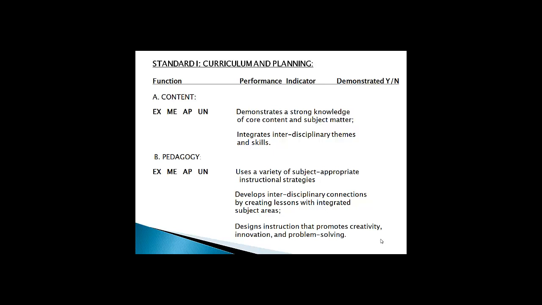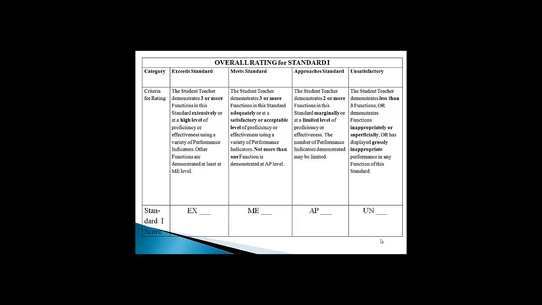Once you've determined which performance indicators you have demonstrated for a particular function, then mark the appropriate rating on the left-hand side. When you have rated each function in the standard, you are ready to determine the overall rating for that standard. Now look down to the bottom of page 1, and you will see the scoring rubrics for determining an overall rating for the standard. Notice that each rating category requires specific criteria.